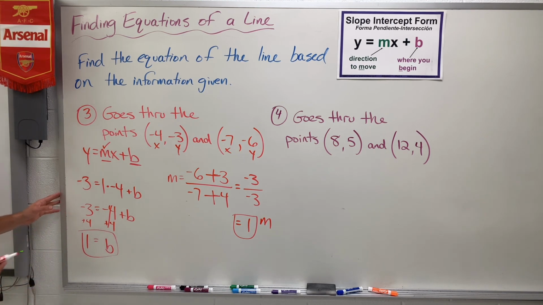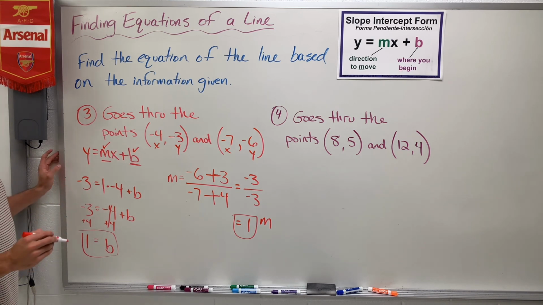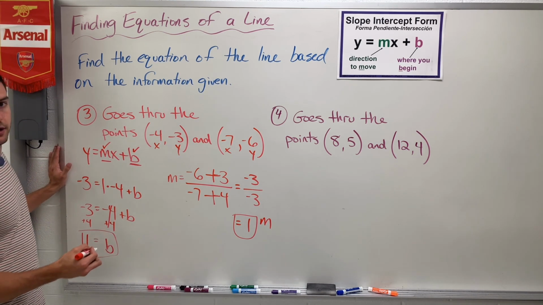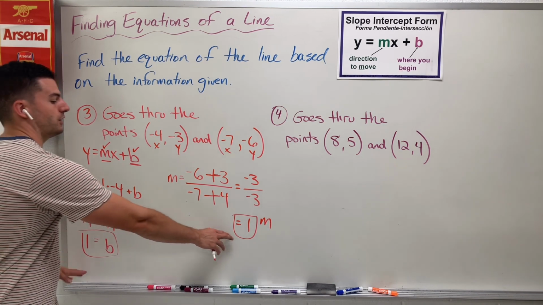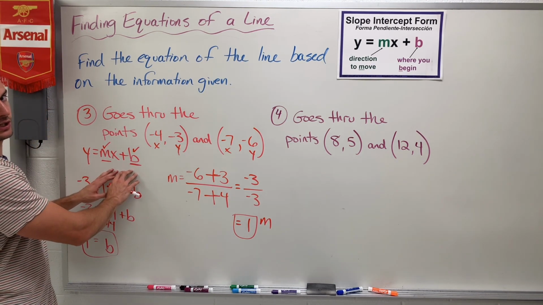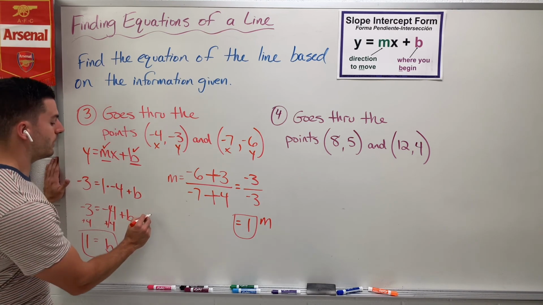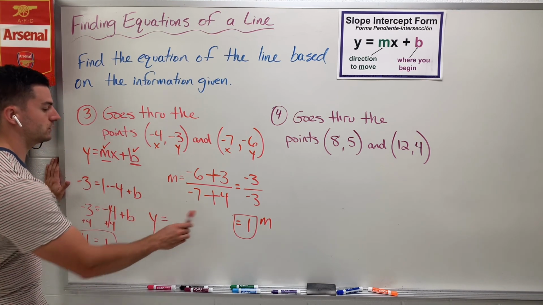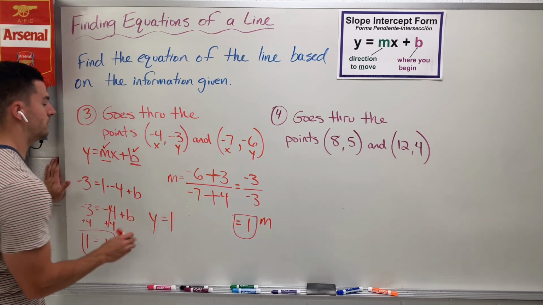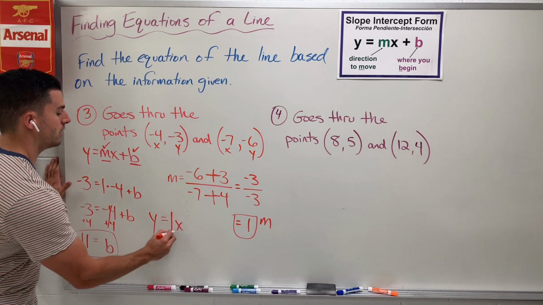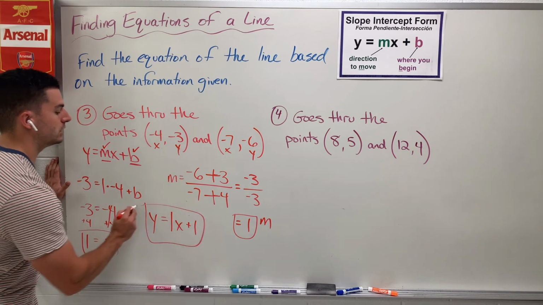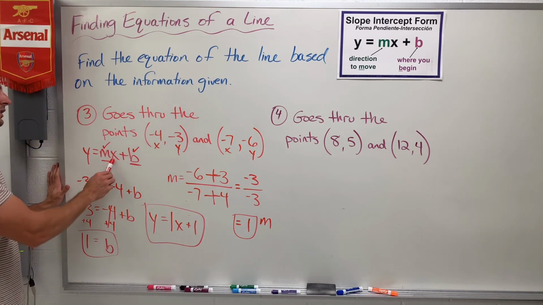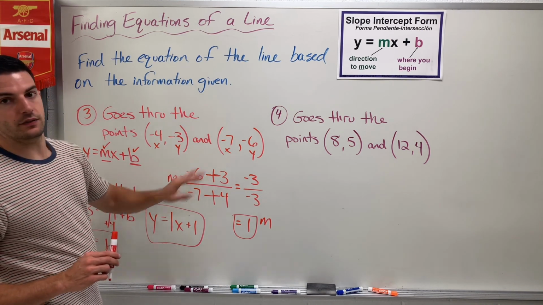And what did I just find there? I found my b value, my other missing piece of the puzzle, which means now I'm done with the work. I still need to put these values into the equation. So my final answer is y equals the m number, which is 1, times x, plus the b value, which is also 1. So y = 1x + 1 is my slope-intercept equation of this line.